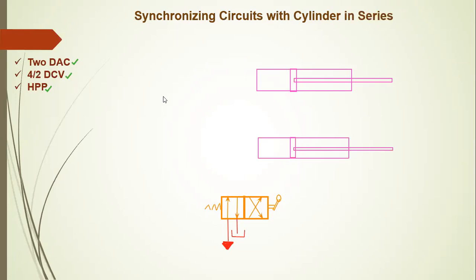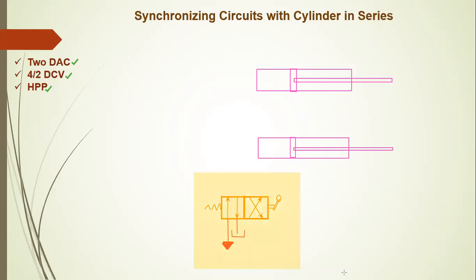Here we do not require any flow divider, because the two cylinders operate in a series connection. The first cylinder is actuated and then the second cylinder is actuated. So for synchronizing in this circuit there is no requirement of any flow divider in the hydraulic circuit. Here the first requirement is the hydraulic power pack.